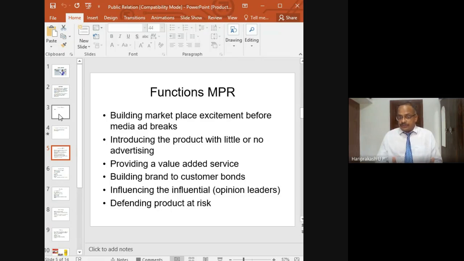Defending product at risk. Sometimes the products are at risk, maybe because of some problem, something like negative publicity or low sales. Something is happening. At that time you will have to do good PR to build the goodwill among the segment of customers.